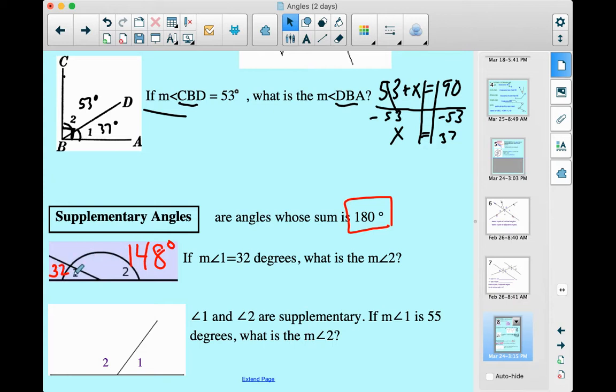I got marked down here some measurements on those. So angle 1 might be 32 degrees, for instance, and angle 2 is 148 degrees. If you add those together, 148 plus 32, you do in fact get 180.